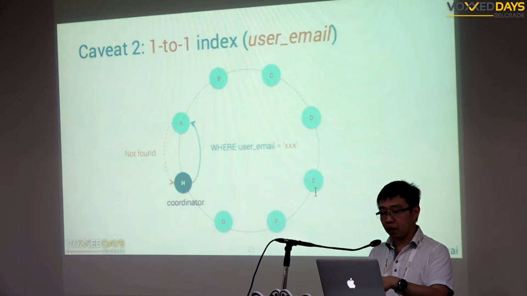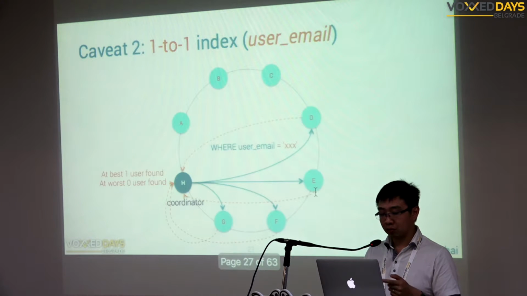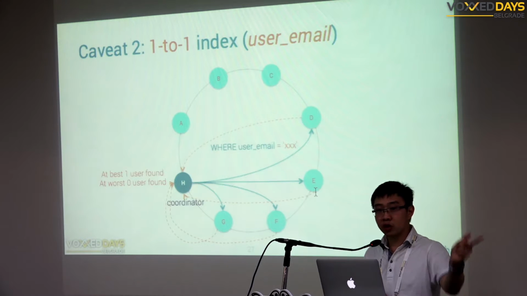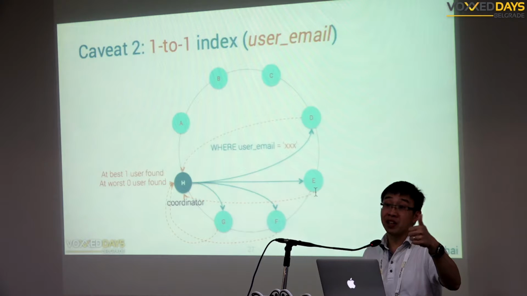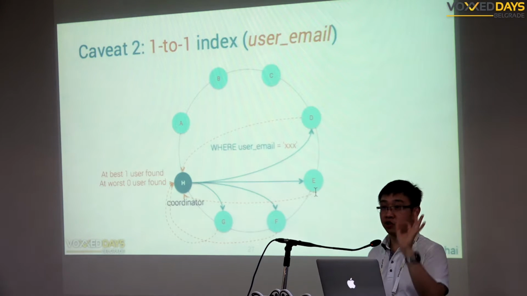So imagine you are searching for a user by email. First query, not found. Second query, not found. Last query. At best, you will scan your whole cluster, and at maximum you will find one user. This is the best case. The worst case is you scan the whole cluster and you find 0 users.